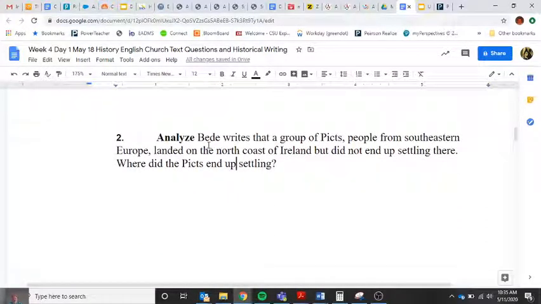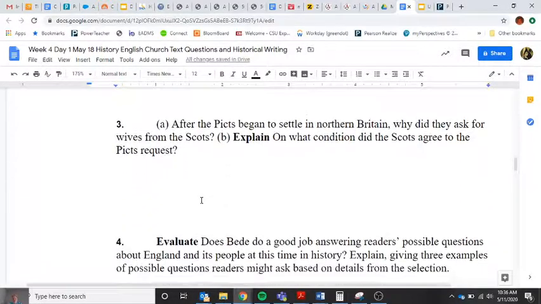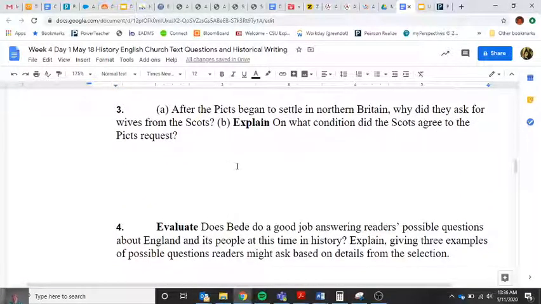Then you're going to analyze. Beatty writes that a group of Picts, people from southeastern Europe, landed on the north coast of Ireland but did not end up settling there. Where did the Picts end up settling? You'll write your answer here. Then number 3, you're going to answer 2 questions. After the Picts began to settle in northern Britain, why did they ask for wives from the Scots? Explain, on what condition did the Scots agree to the Picts' request?